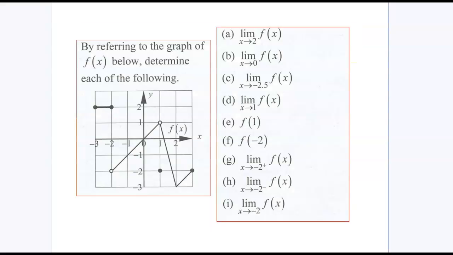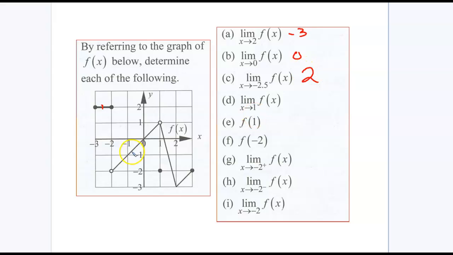Okay, let's take a look at some of these. So first of all, the limit as x approaches 2. Well, notice as I approach 2 from the left and the right, the graph is approaching the y value of -3. As I approach 0, coming from the left and the right, the y values are approaching 0. As I'm approaching -2.5, which is right about there, the graph is approaching from the left and the right, they're both approaching the y value of 2.